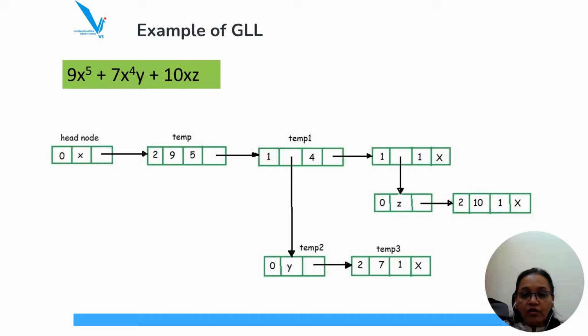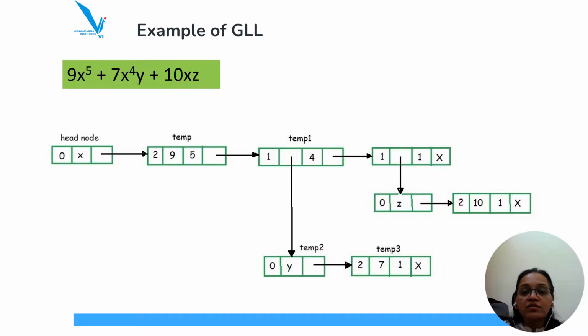Now from the second node, you have the next pointer connecting to the second term of the polynomial. In the second term, you can see 7x raised to 4 into y. Now x is available. For x we have already declared a node, and the same node continues. What is the power of x over here? That is 4, and we have to define 1.